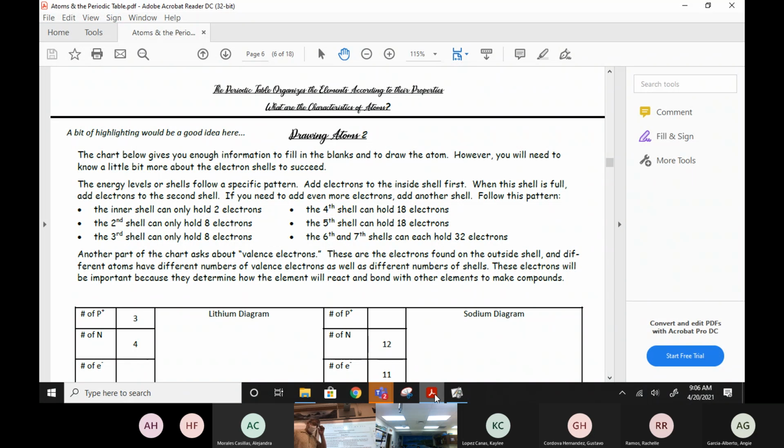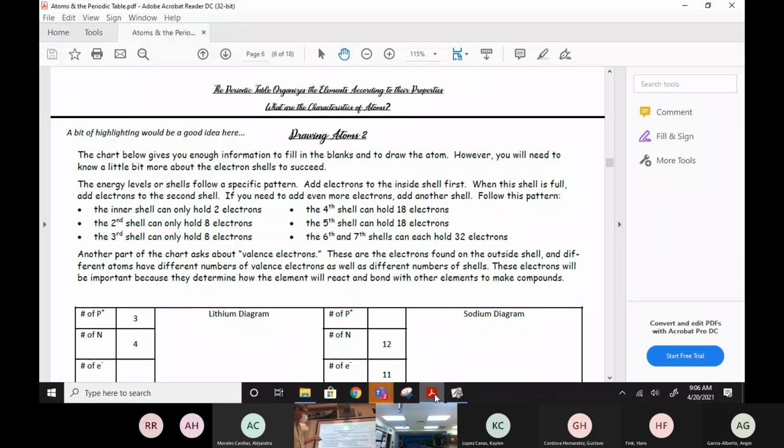You will need to know a little bit more about electron shells to succeed. Again, electron shells are also called orbitals and energy levels. Which has more energy, an electron orbiting close to the nucleus or an electron orbiting further away? Further away has more energy. So the energy levels increase as the atoms get bigger. We add more electrons.